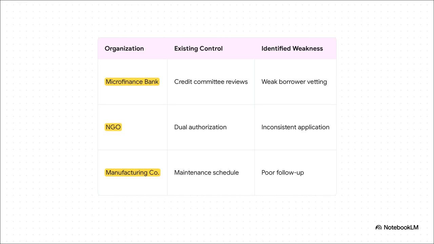This slide really shows the gap between what's supposed to happen and what actually happens. The bank has a credit committee, sure, but the borrower vetting is weak. The NGO says they have dual authorization, but it's not being applied consistently. And the manufacturer has a schedule, but nobody's following up. This is precisely where a good audit adds its value.